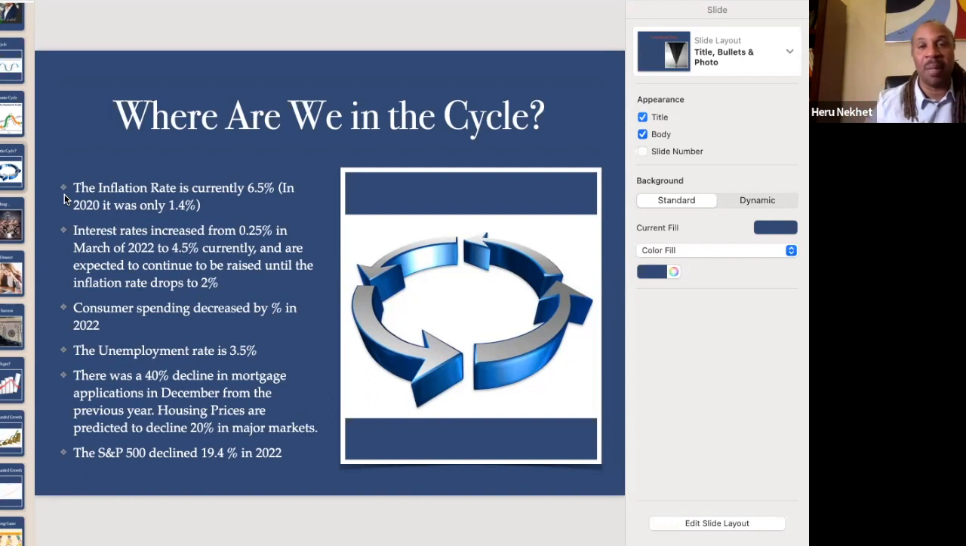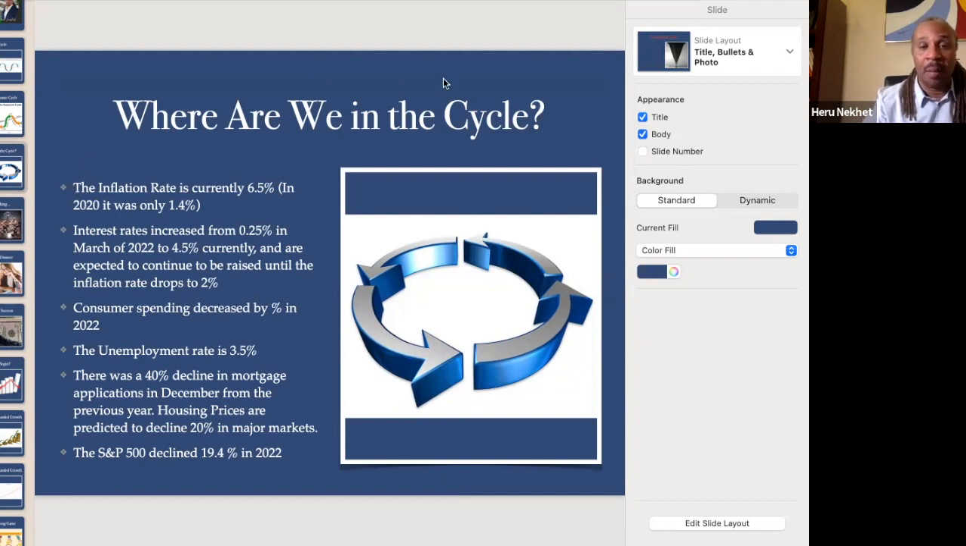Inflation is through the roof, which means even the money that you have in reserve is worth less because its purchasing power is lower. We saw interest rates increase from almost a record low of 0.25% in March of 2022 to 4.5% currently, which is a huge jump. And the Federal Reserve is saying that they're going to continue to raise the rates until inflation drops to 2%. And I told you inflation is at 6.5%.